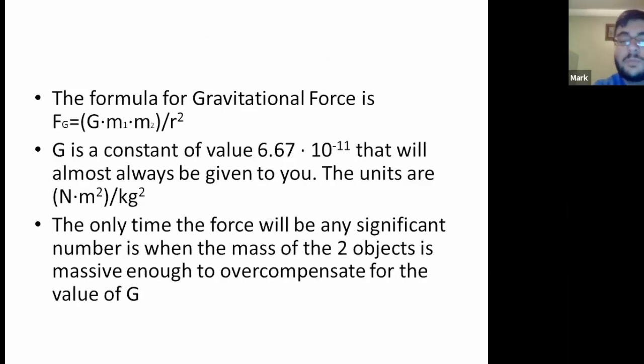The formula for gravitational force is big G times m1 times m2 over r squared. Big G is a constant and it has a fixed value. M1 is the mass of object 1, M2 is the mass of object 2, and r squared is the radius squared. The radius is the distance between the two objects, but it always goes from the center of mass of the two objects. So for example, the center of mass of the Earth is the center of the Earth. So it's always the distance from the center of the Earth to whatever other object it is.